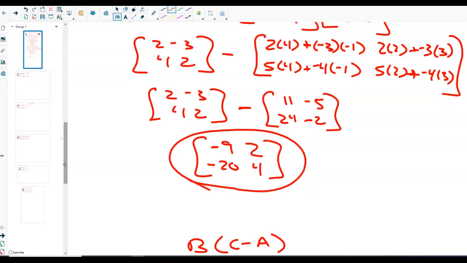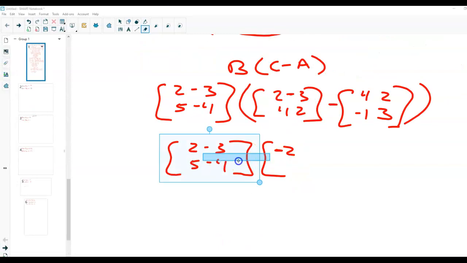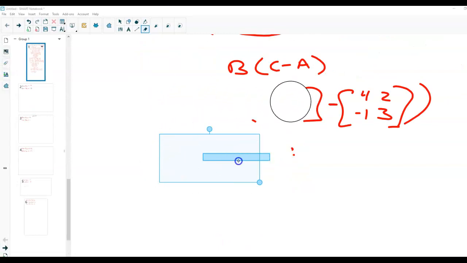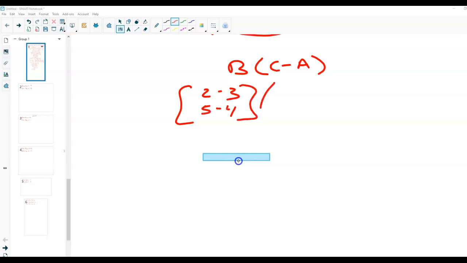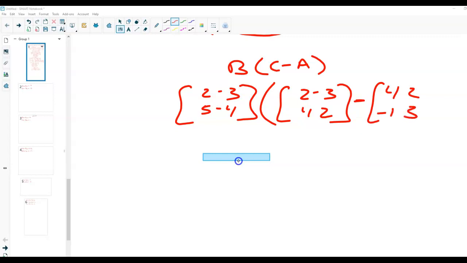And that's my answer. I forgot I got to record it. So we start from the beginning, then I'll come back to you, okay? So we got to write down our problem. [2, -3; 5, -4]. And then in parentheses, [2, -3; 4, 2] minus [4, 2; -1, 3]. Okay, and actually I'll do it because I'm putting it in the recording.